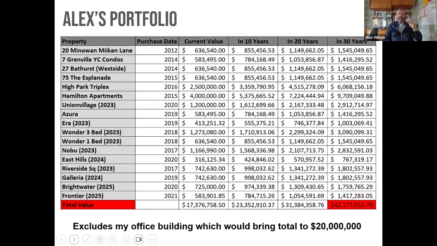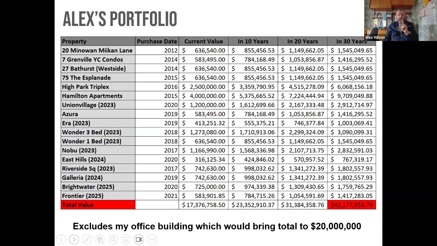But the great thing is that there's someone paying down that mortgage for you, and that's covering the cost of the mortgage, the property tax, and the maintenance on the property. So when I look at this portfolio right here, my portfolio, it's worth over $17 million today. All those properties have mortgages on them. So if I sold all those properties, I would definitely not end up with $17 million. It would be a fraction of that.